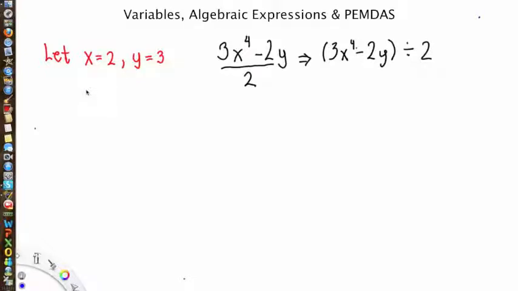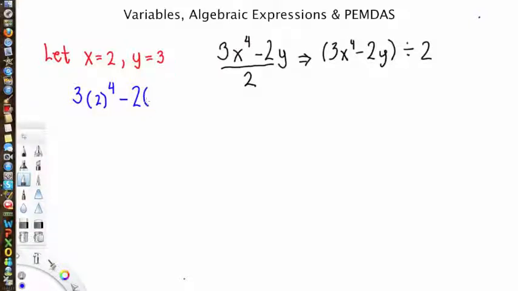Now, the first step of solving is simply rewriting our mathematical expression. We're going to take 3 and we're going to substitute x with 2, and I'm just putting parentheses there to emphasize that this 2 used to be the variable x to the fourth power minus 2 times y, and y is 3 now. And all of that will be divided by 2.